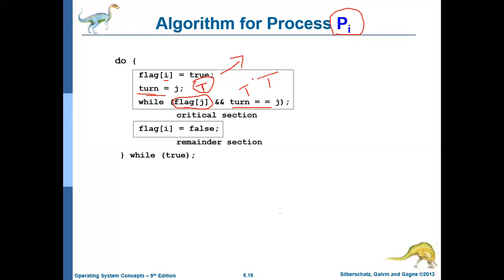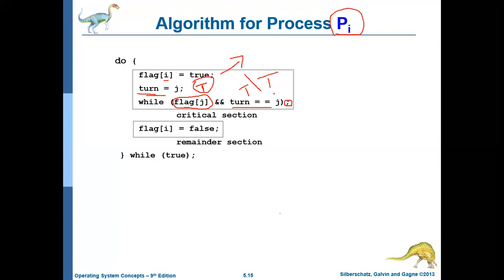So if it is returned true, you can see there is a semicolon here, which means there is no statement inside the while loop, but it keeps on checking this condition as long as this condition returns true. So if the jth process also wants to enter the critical section, then this will be true. This is already true. So both true and true, it will result in true. Then it will keep on waiting.